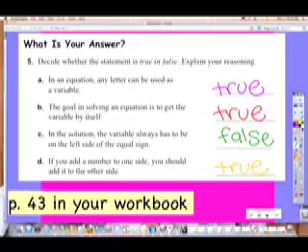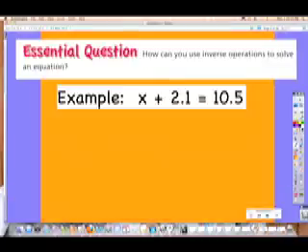It's all about isolating the variable using the inverse operation. Here's the first example. Okay, I need a hand in the air. First, you've got to identify the variable. Can someone tell me what the variable is in this one? Sammy, what is it? X is the variable. So we've got to isolate X, using the inverse operation.